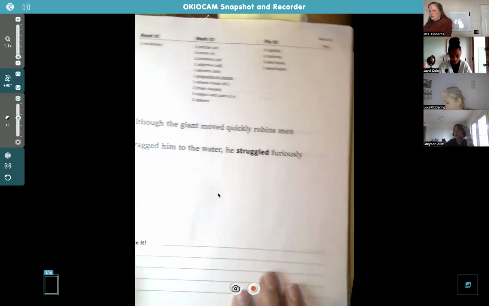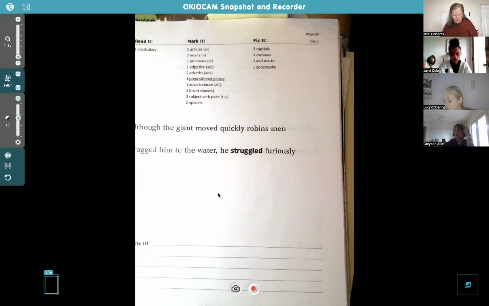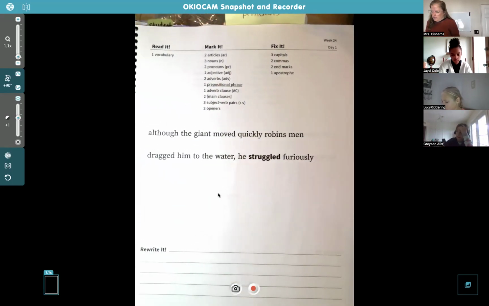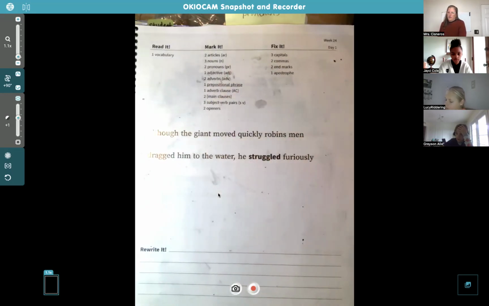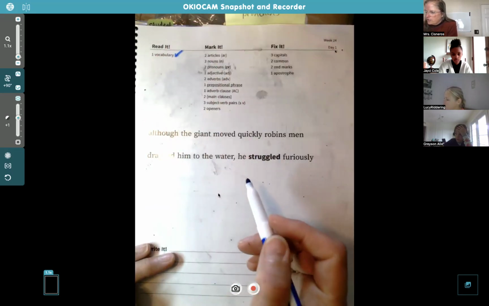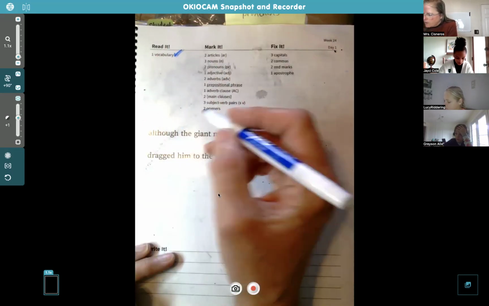And then Lucy, when you're ready, go ahead and read this sentence today. Although the giant moved quickly, Robin's men dragged him to the water. He struggled fiercely. Okay, good. Nice reading. And struggled, we all know what that means, just having a hard time with something. In this context, they're fighting, so it's when you're fighting with an opponent or an adversary. There are two articles. Go ahead and find those by yourself and mark those.